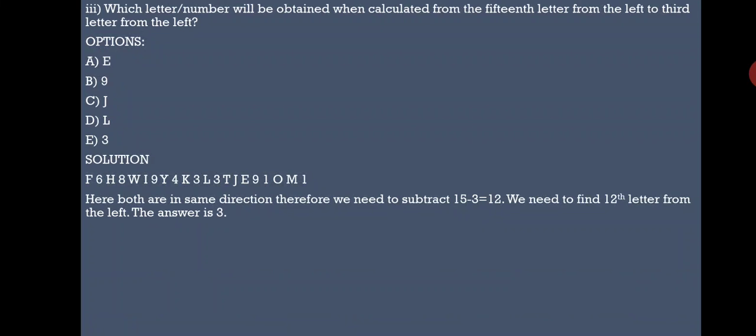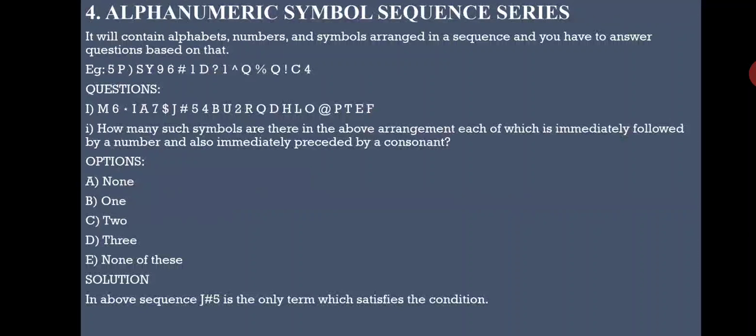Which letter or number will be obtained when calculated from the 15th letter from the left to the third letter from the right? So the options are given. First write the question term. F6H8WI is the question term, right? Here both given directions are the same. 15th letter from the left and third letter from the right. So we need to subtract 3 from 15. 15 minus 3 will be 12, and we need to calculate the 12th term from the left hand, which will be 3. And the answer will be 3.